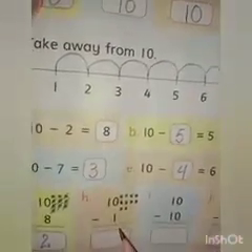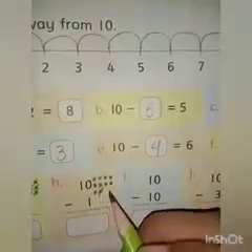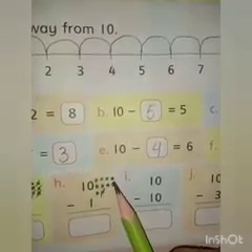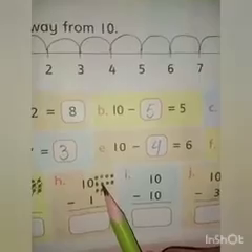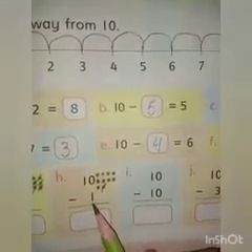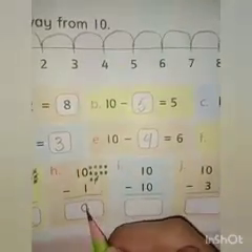Our smaller number is 1, so we are going to cut 1 dot from the bigger number. Now count the remaining dots, 1, 2, 3, 4, 5, 6, 7, 8, 9. When we subtract 1 from 10, we got the answer 9. Write 9 in the box.